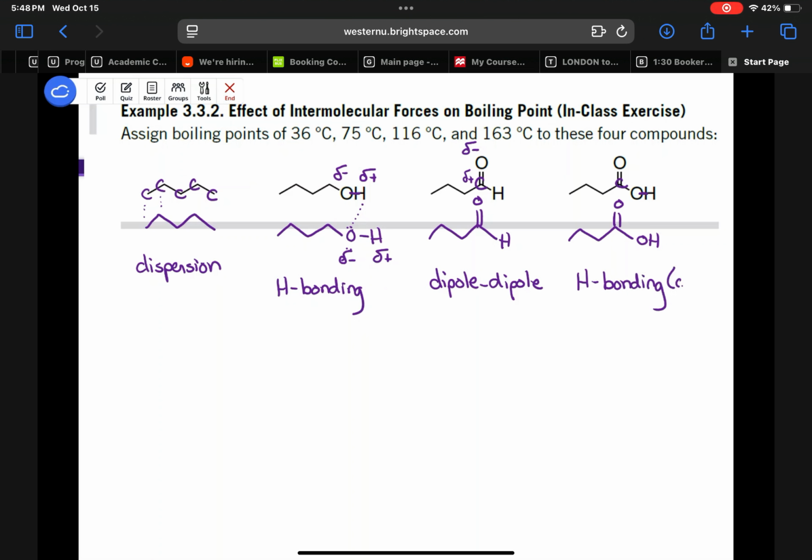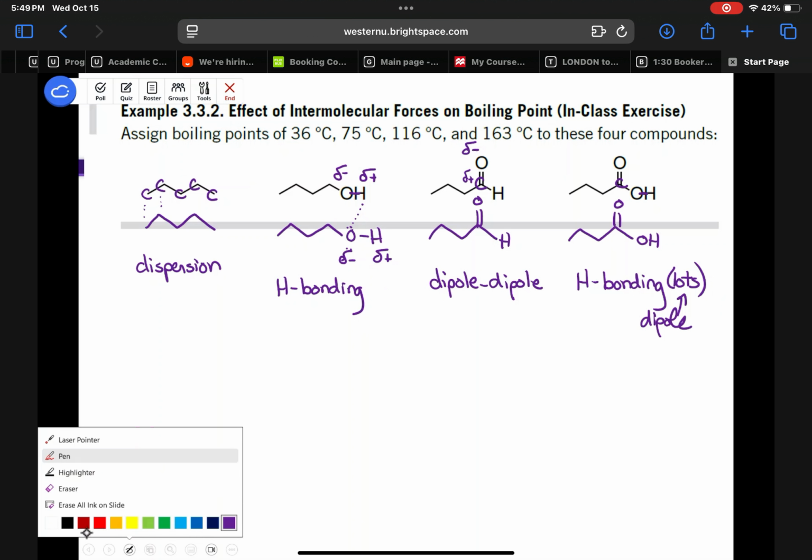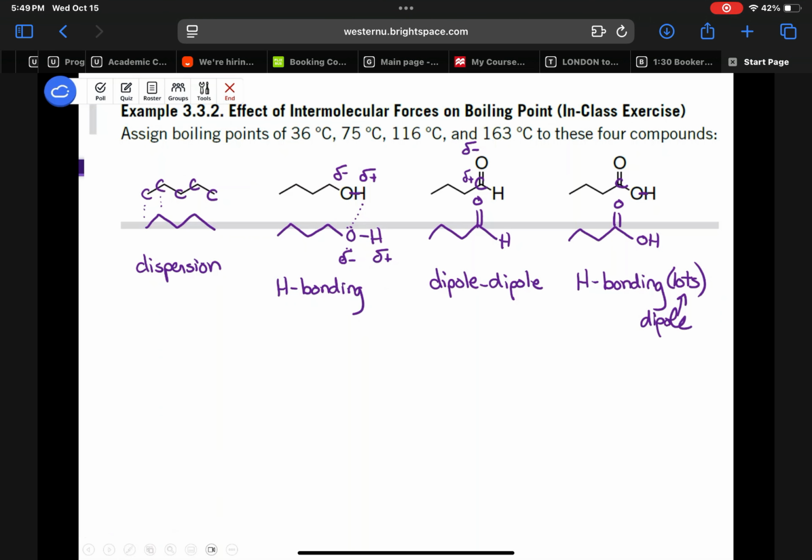And I'm going to put lots here because it also has the dipole-dipole. It has more sites for that to happen compared to the alcohol, our second molecule. Okay, so we've classified the different types of intermolecular forces that can happen here, and now we want to rank them on strength. So dispersion forces, I'm expecting those to be the weakest.